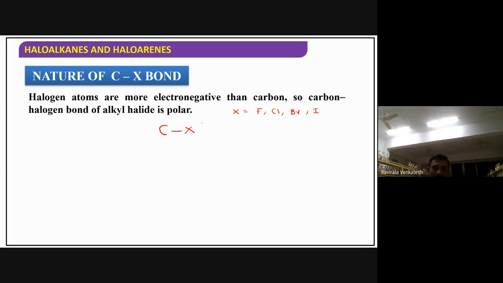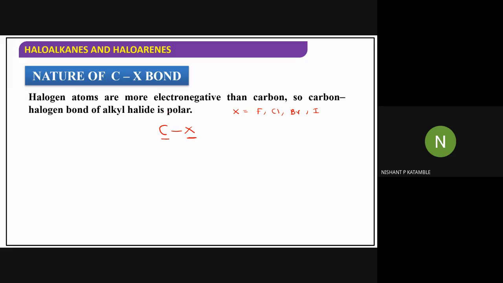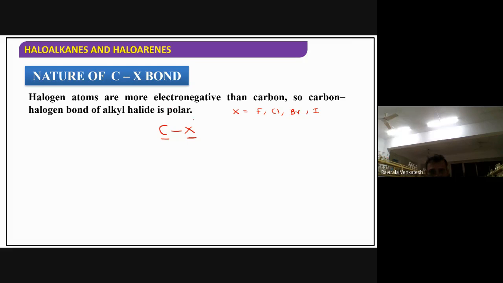Now, when you compare electronegativity between carbon and halogens, which has more electronegativity, carbon or halogen? Halogen, definitely. It has more electronegativity, therefore it will get negative character. Carbon has low electronegativity, so it will get positive character. Now, why am I writing delta here? Why can't I write C-X with a plain minus and plus?